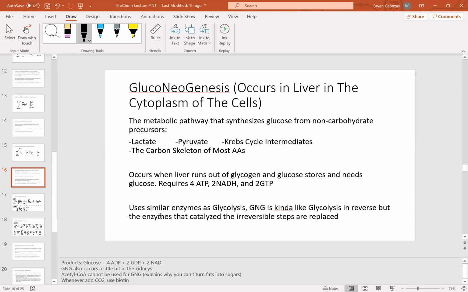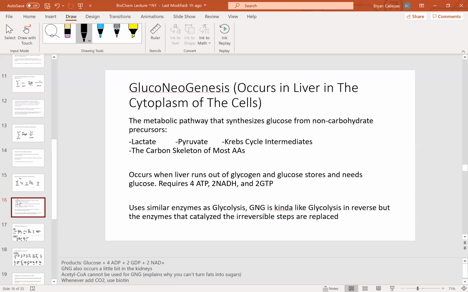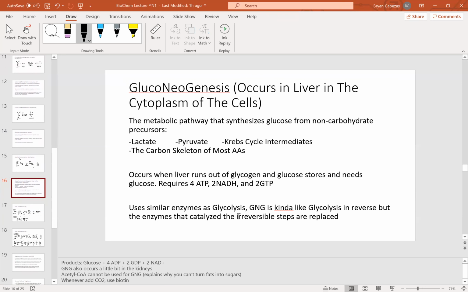What's kind of fun and convenient about gluconeogenesis is that the same enzymes that you find in glycolysis are also going to be used in gluconeogenesis. However, there are some enzymes that we discussed that are irreversible. For example, hexokinase was irreversible. Pyruvate kinase was another one that was irreversible. For those kinds of enzymes, we're going to replace them with new enzymes in gluconeogenesis.